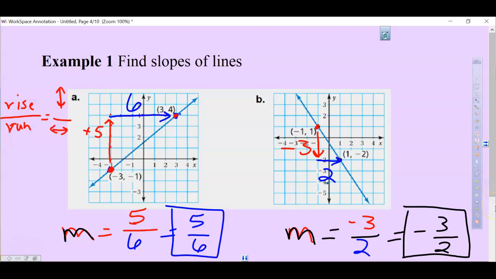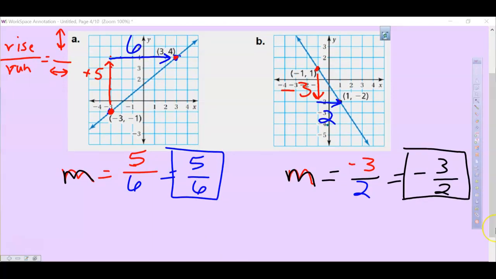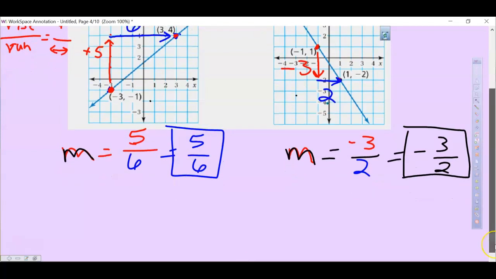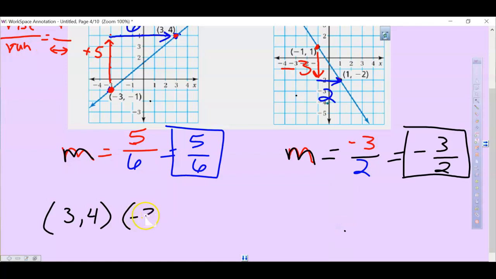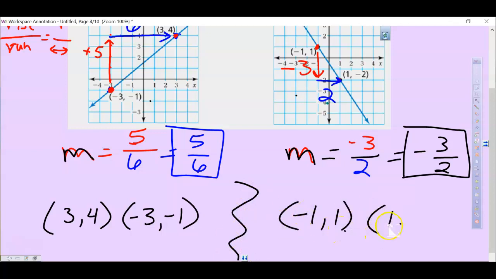Now that we've practiced using the graphs in order to find slope, working with the rise over run, we're going to use these same graphs, and I'm going to show you how we use the equation using the points only. Okay? So for A, we were given 2 points, 3, 4, and -3, -1. I'm coming over here. I'm going to go ahead and write down B was -1, 1, and 1, -2.